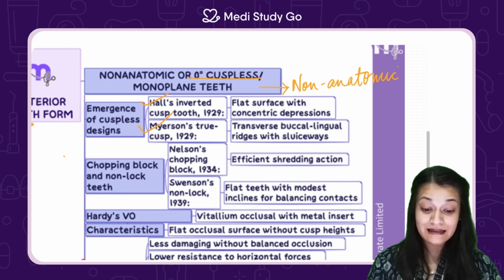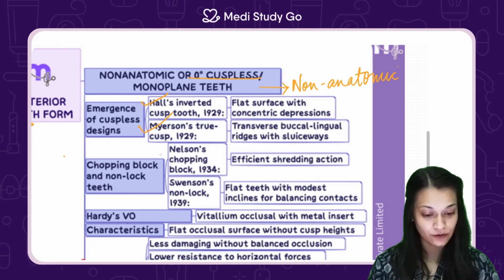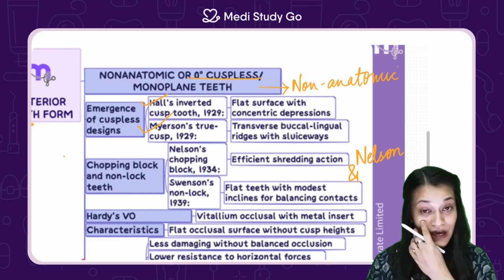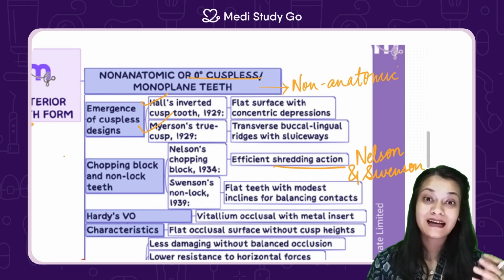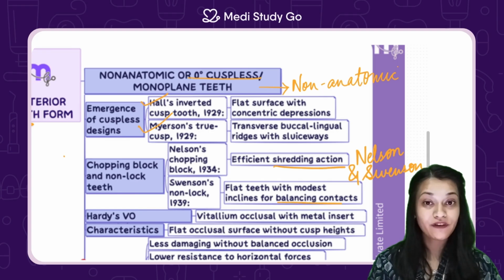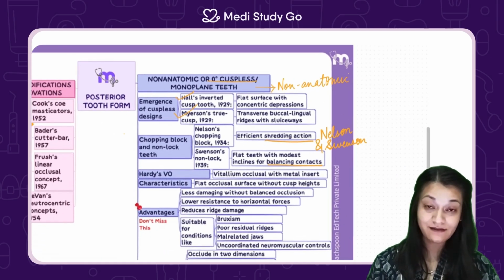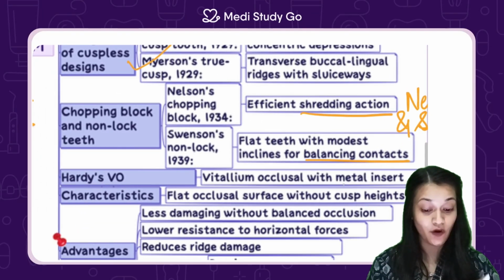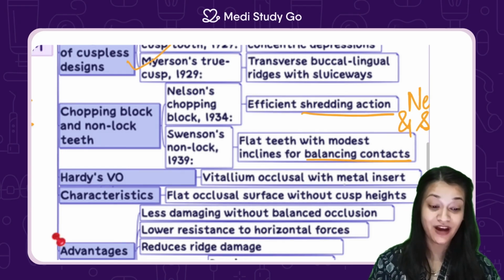Then Nelson and Swenson both came up with one alteration in your cuspless tooth. Nelson considered the chopping block to be more important, while Swenson actually thought that it was the non-lock that would be more balanced. This was the modification that was given by Nelson and Swenson. The shredding action that was promoted by the chopping block and the balancing contact that was promoted by the non-locked system. Then Vitallium occlusal surface was promoted by Hardy, which had a metal insert.